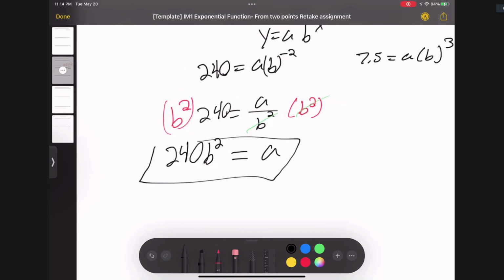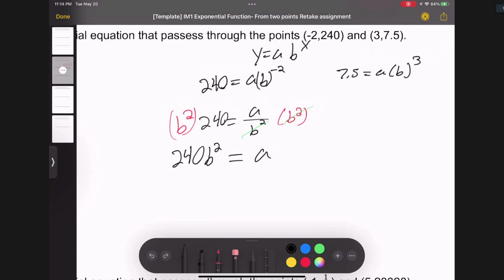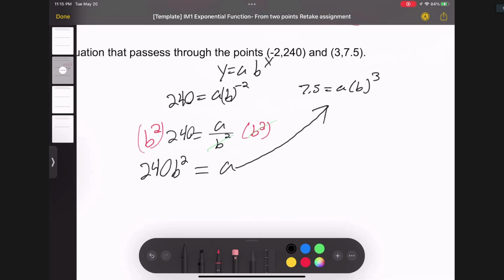This is what my a is: 240 b to the power of 2. I'm going to plug this into the second equation. This is going to be 7.5 times, what is my a value? It is going to be 240 b to the second power times b to the third power. All I did was look at what a is equal to. A is equal to 240 b squared. So all I did was replace a with 240 b squared.